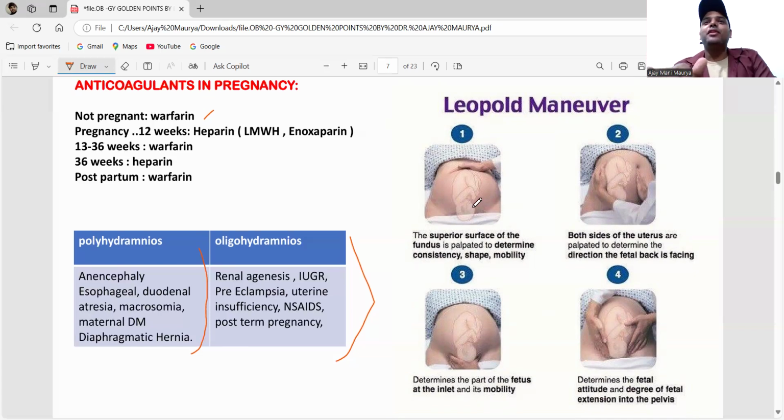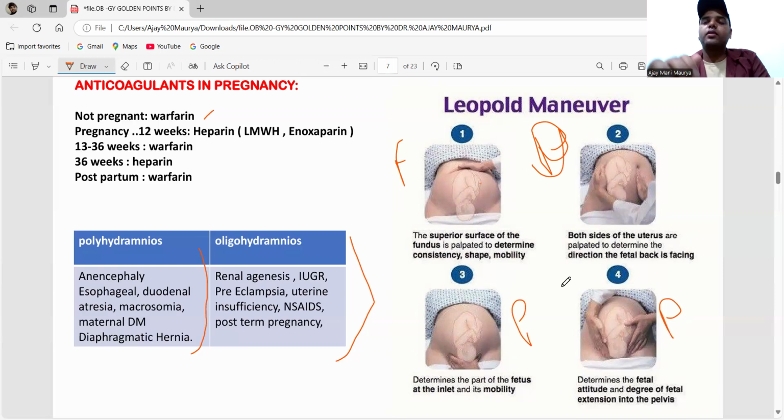Okay, this is the fundal grip. This is the fundal grip. This is the pelvic grip. This is the fundal, umbilical, pelvic grip. Fundal, umbilical, pelvic. This is the pelvic.